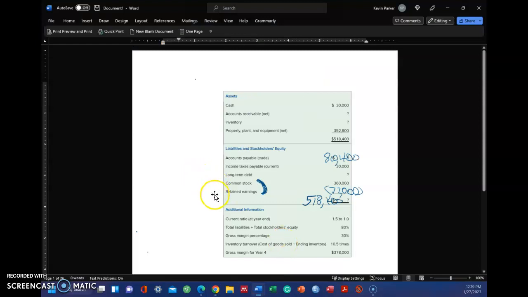Okay, so we know that the cost of goods sold divided by ending inventory equals 10.5 times. That's what the problem gave us. Okay, so that means that we have sold our inventory 10.5 times.